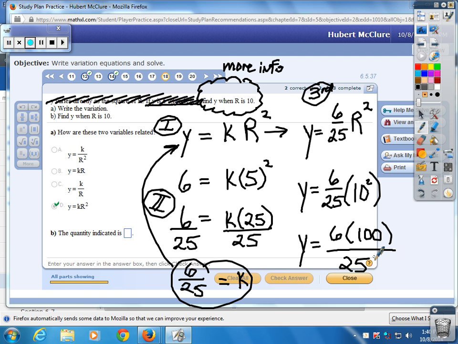That's not rhetorical, I'm asking y'all. Why do you not need a calculator on that? Because 6 times 100 is 600, and 600 divided by 25 is 24. You could do that, dividing by quarters.